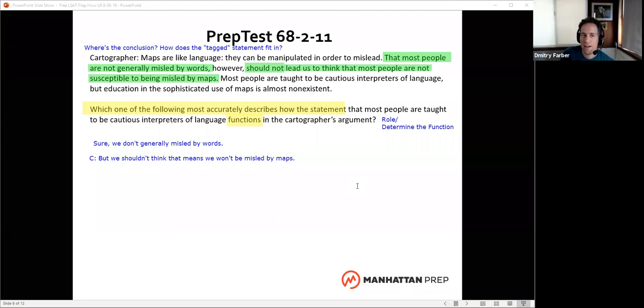So they're saying that people don't tend to get fooled by words, but don't let that make you think that people aren't susceptible to being misled by maps. But notice even here, I'm kind of using borrowed language in my summary. I'm saying, hey, that is this whole thing.